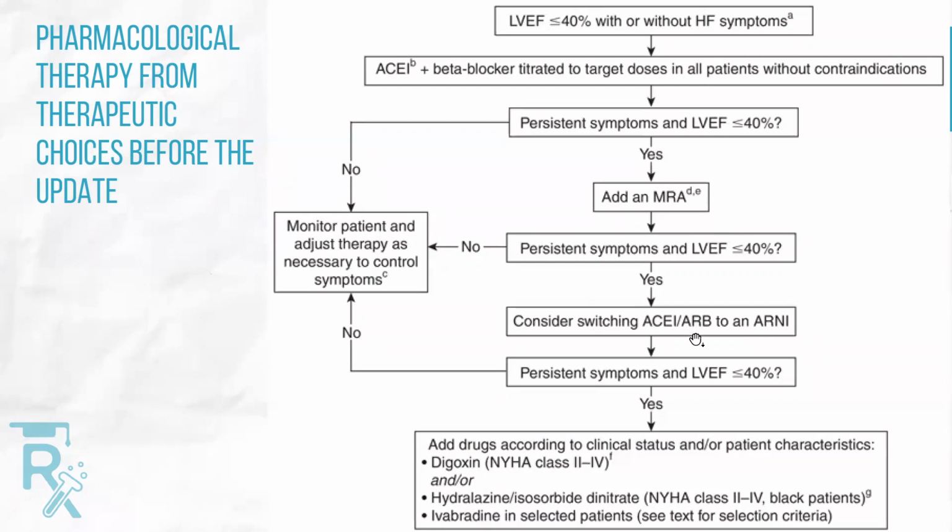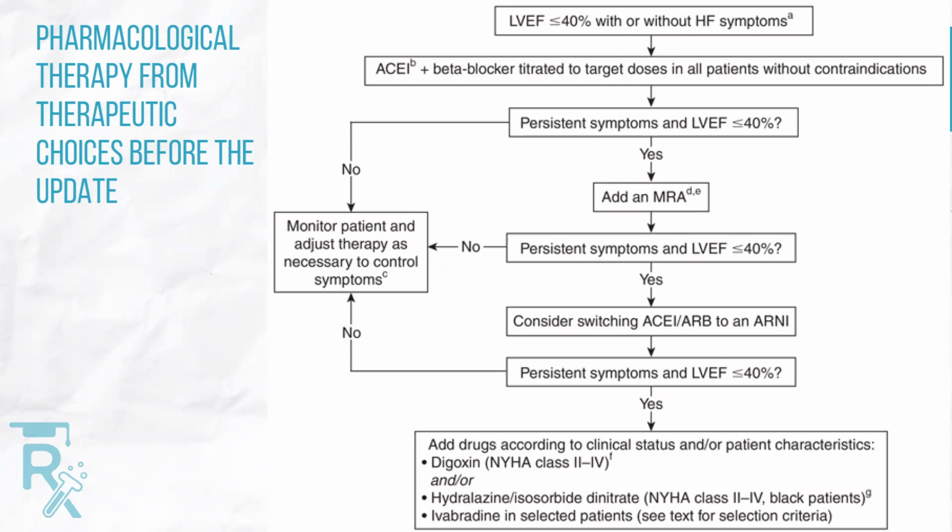You have mentioned the restrictions for using ARNI, that could be creatinine clearance less than 30. Can you repeat? So we don't use the ARNI if the potassium is more than 5.2 millimole per liter, and if the glomerular filtration rate is less than 30 ml per minute. Okay, thank you. My pleasure.